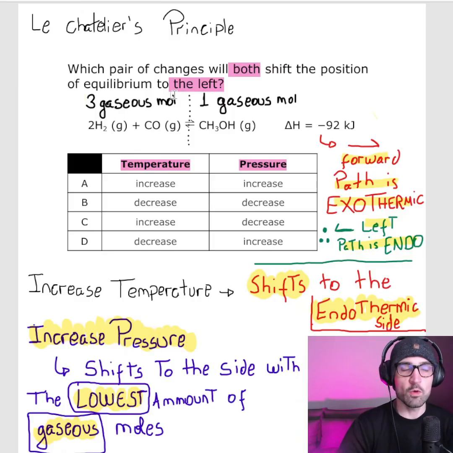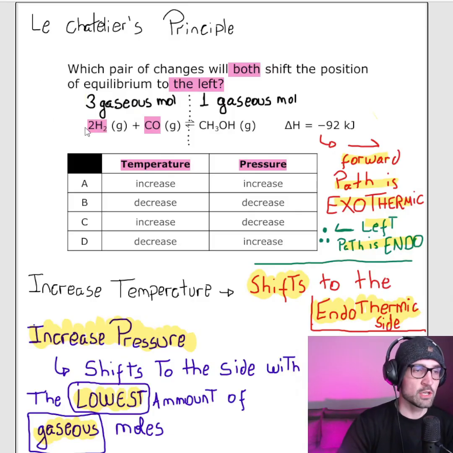Well, our question here wants to know what we need to do to shift the reaction to the left. So let's start with pressure. So you can see that the reactant side, the left side, has 2 moles of hydrogen gas plus 1 mole of carbon monoxide, which adds up to 3 gaseous moles. While the product has 1 mole of methanol gaseous, so that means that the left side has more moles of gas. So what do we do in order to shift a reaction to the side that has more moles of gas? Well, I just said that if you increase the pressure, it will shift to the side with the lowest amount of gas. In our case, is the right.